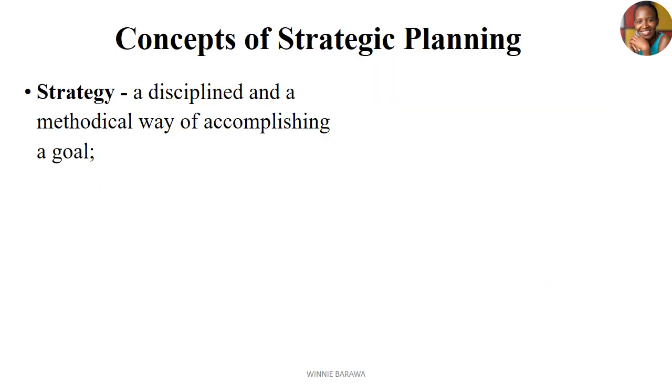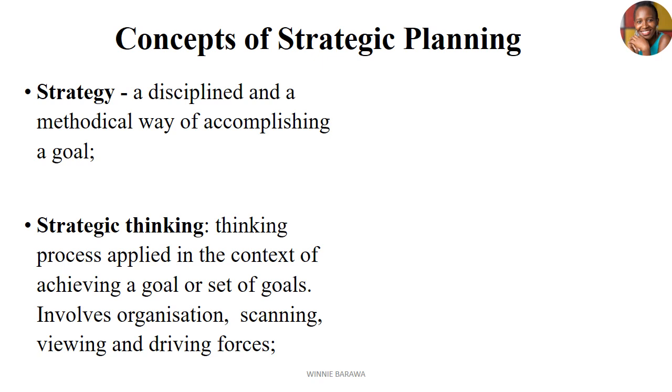So strategic planning is guided by a few concepts that we can review first before we go into the details. So let's start with the first term, which is strategy. Strategy by definition is a disciplined and methodological way of accomplishing a goal, or simply a method you can use to meet your goal or an idea that you're trying to implement.